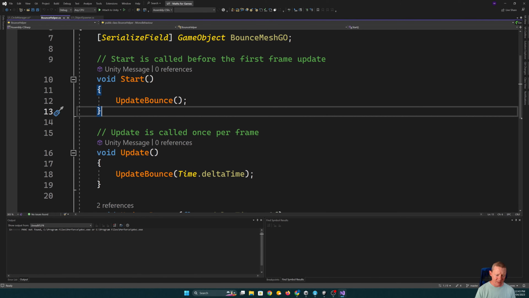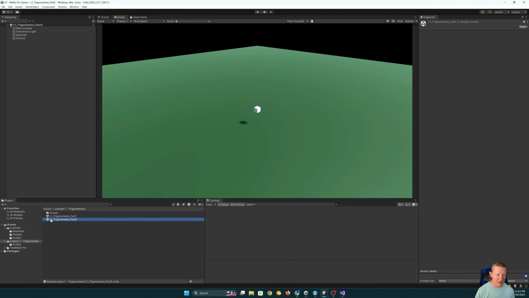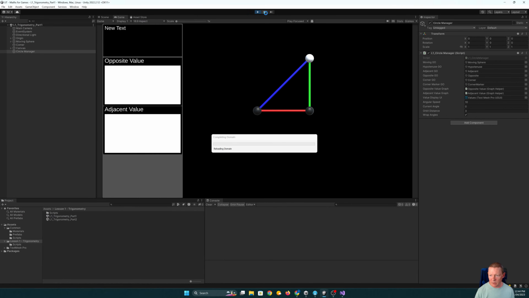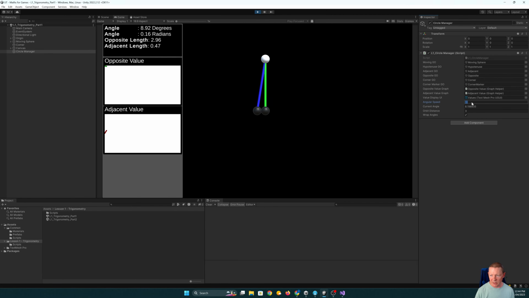Okay, so the first thing we need to be able to do is control how fast we're bouncing. Now, for the scene where we're rotating, it made sense to specify the speed in degrees per second. That way it's more intuitive for something like this. It worked out a lot better.